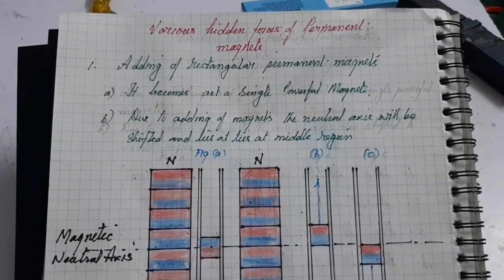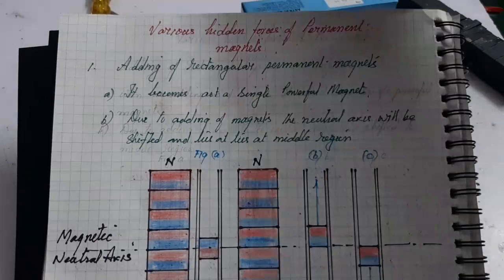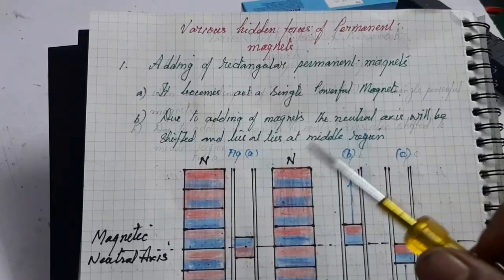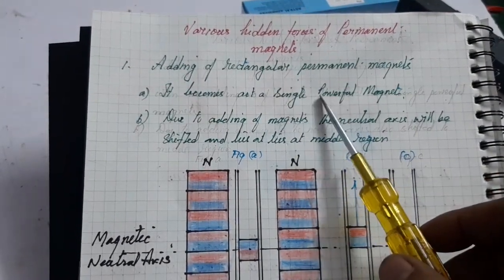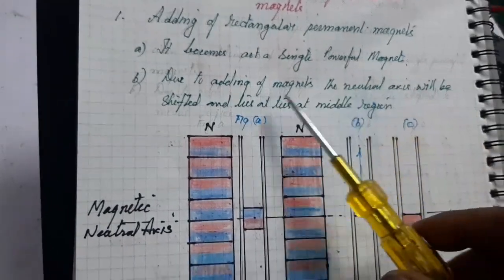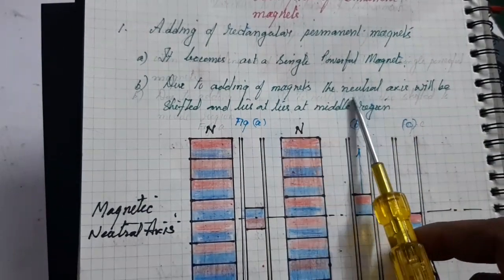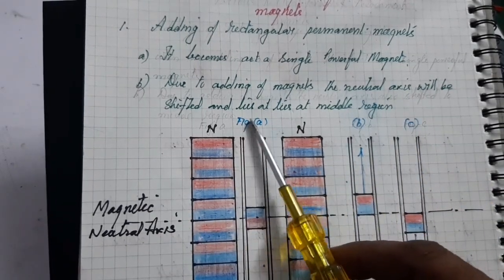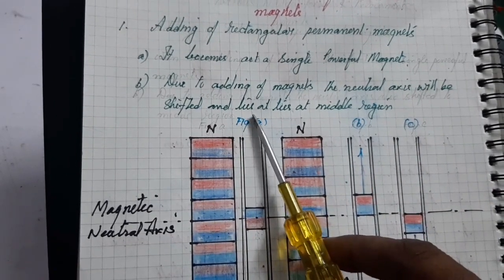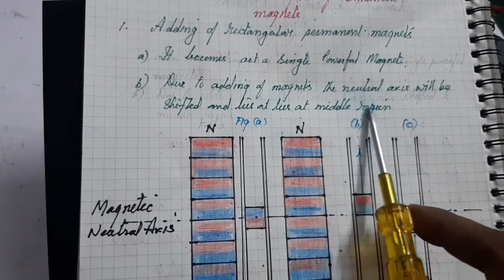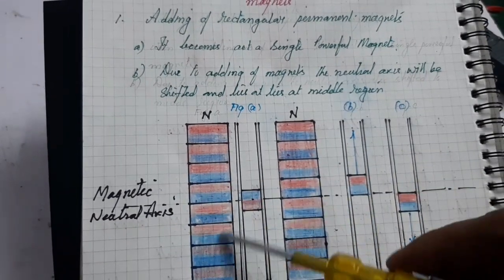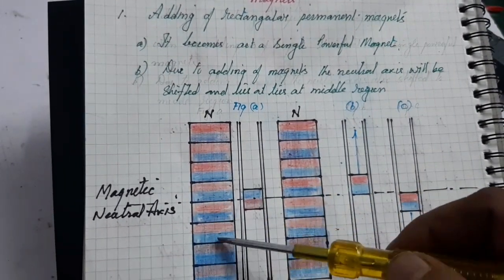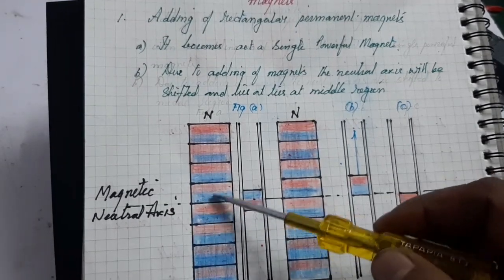Adding the rectangular magnets, what happens? It becomes a single powerful magnet. First, due to the adding of the magnets, the neutral axis is shifted and lies at the middle region. When you add the magnet, the neutral axis also shifts.